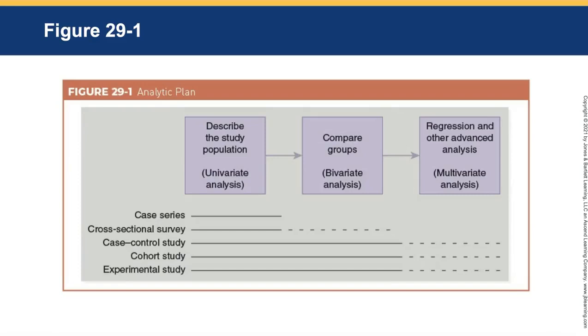I just want to remind you, this is a really important graph to use. Think about the particular study design that you're going to be using for your research proposal. Is it a case series? Is it a cross-sectional survey? You'll be using some univariate analysis, right? Is it a case control study, a cohort study, or an experimental study? You'll be using some bivariate analysis. So that's important to keep in mind. The bivariate analysis, of course, would be things like the incidence rate ratios, the odds ratios, the rate ratios. Those are the bivariate analyses. Okay.